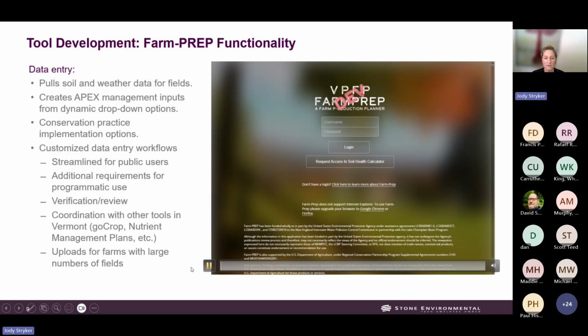So in Farm Prep, the goal is producing field-specific outcomes. We know that practice effectiveness is not the same everywhere. It depends on conditions specific to the field and location, including weather, soil, and field characteristics. And Apex is well suited to take those attributes into account, but you have to provide that information in order to model it.